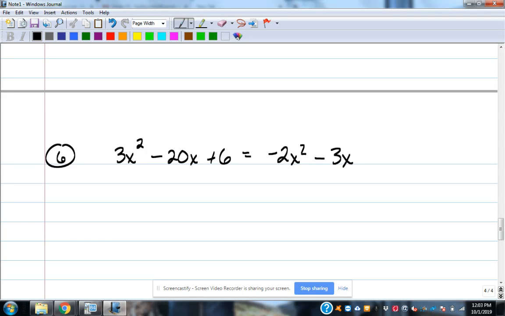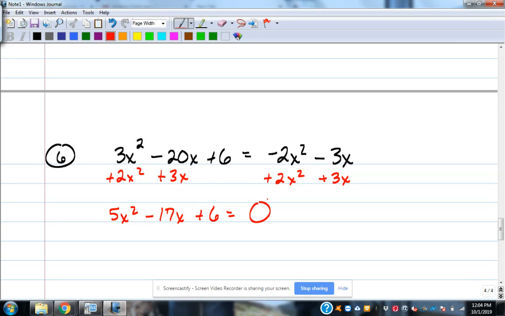Okay, but for ease of work, does it matter if you use a hand screwdriver or a drill gun? No, both of them do the same thing, but which one's the easiest to use? You know, so you want to try to use the easiest method. So I'm going to move the 3x at the same time. So I'm moving everything to the left side there to get 5x squared minus 17x plus 6 is equal to 0.